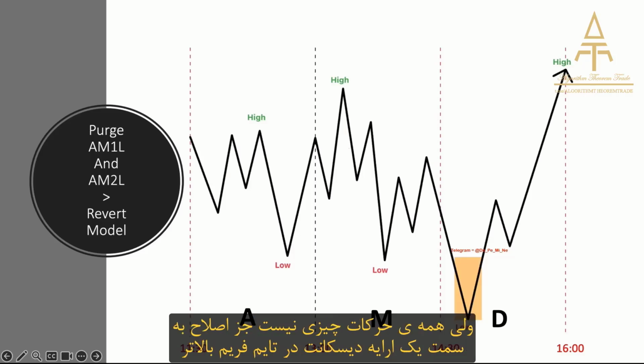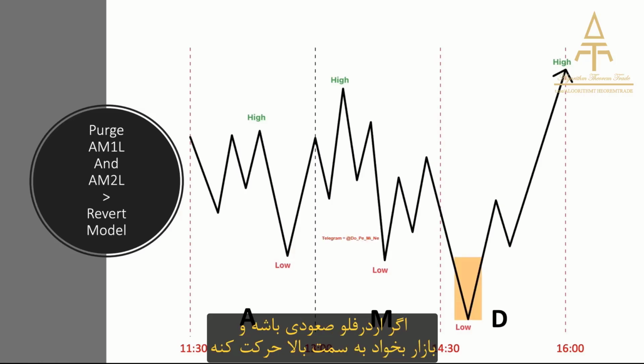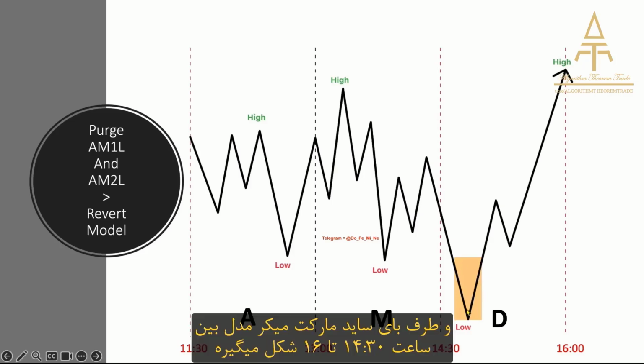But what's occurring is that the market is just again retracing into a higher time frame discount array from which a smart money reversal will occur from inside of a discount array inside of a market maker buy model if the higher time frame order flow is bullish, if the market is predetermined to go higher. And what we then see is that the buy side of the curve unfolds between 2:30 PM and 4 PM.